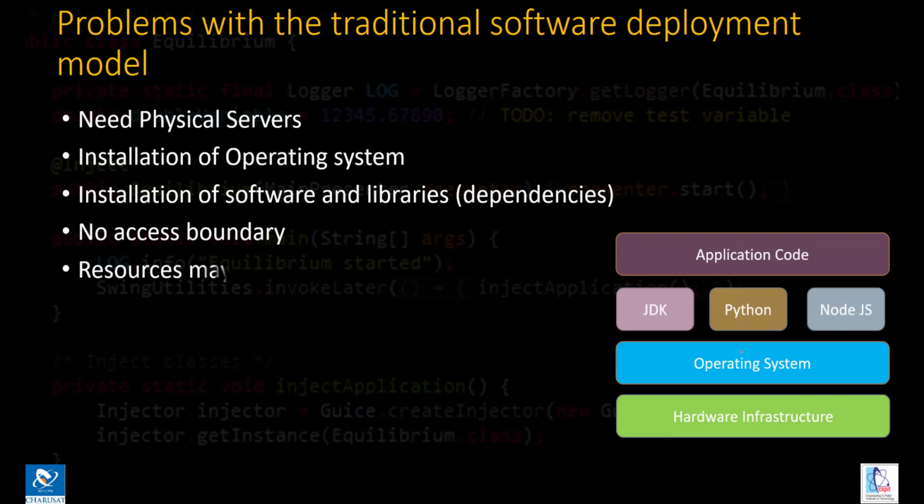Another disadvantage is that sometimes the resources may remain underutilized. It may happen that your application is hardly using 25 percent of your hardware. So what about the remaining 75 percent of your hardware? These are the problems with the traditional software deployment model.